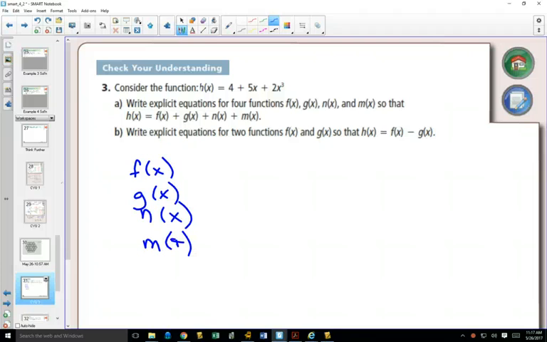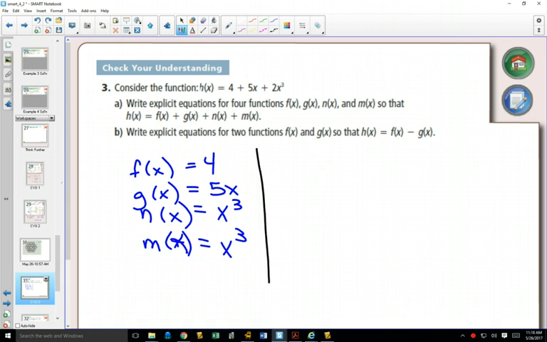Here we go. Perfect. So there are an infinite amount of right answers to this. You could pick the following. You could pick f of x to be a 4, because that was what was first. And then g of x to be a 5x. And then n of x to be 1x cubed, and m of x to be another x cubed. And if you added those all together, can you see that you would get 4 plus 5x plus x cubed plus x cubed?